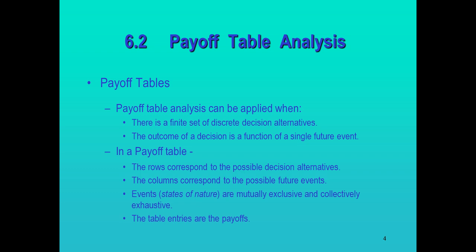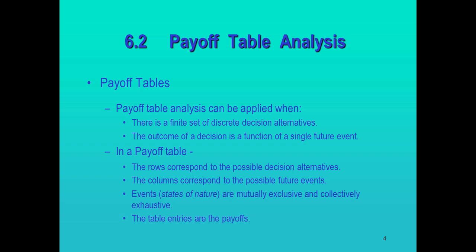So in a payoff table, the rows correspond to the possible decision alternatives, boom, boom, boom. The columns correspond to the possible future events. And the table entries are the payoffs. The payoff we receive if we make decision 1, and then this eventually happens.